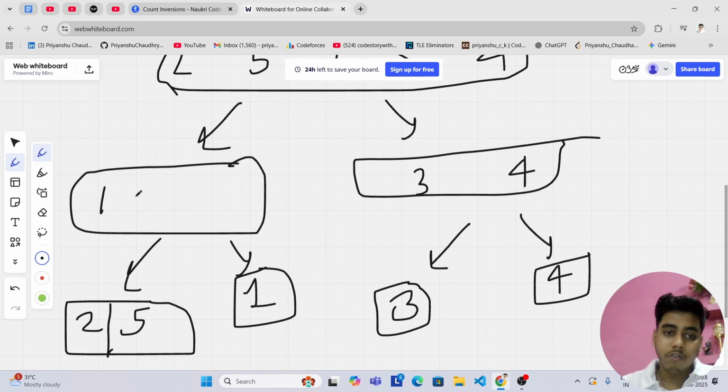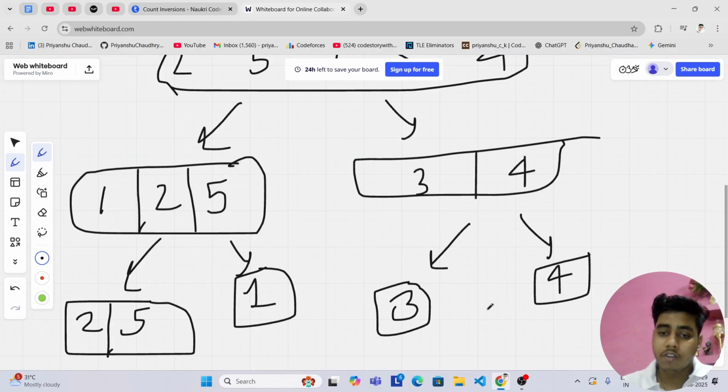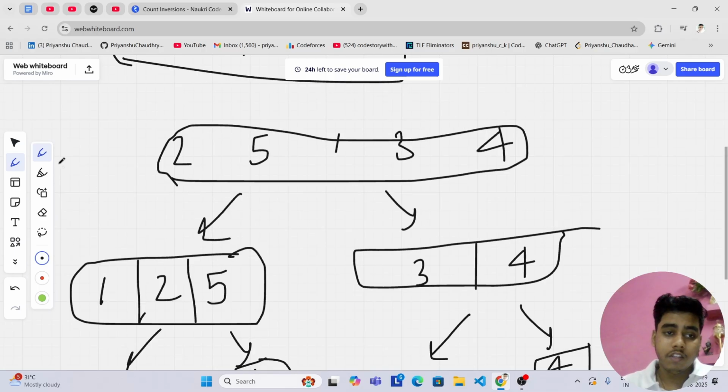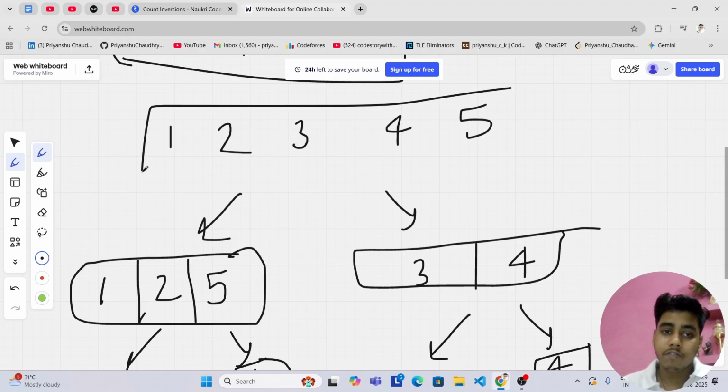We all know the merge sort algorithm. If we don't know, we can check on YouTube or check on my channel, merge sort algorithm. Alright, so we all know already what a merge sort is, just dividing and dividing and again merging. So now here also 3 and 4 will be merged, and now at the end we will get, let me erase this, the sorted array 1 2 3 4 5.